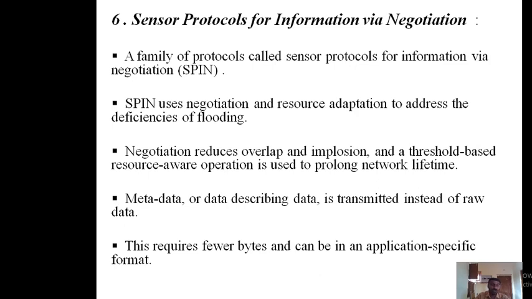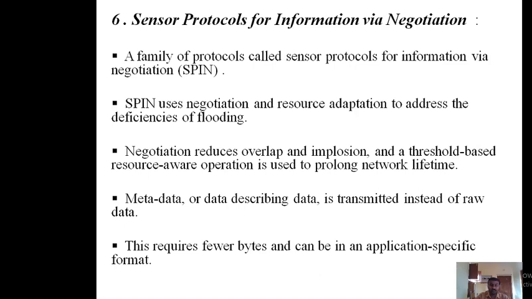Then what is meant by metadata? Metadata is called data about data, or data describing data. So in SPIN, the raw data is not transferred. Instead of raw data, we transfer metadata. Due to this, it requires only a few bytes and can be in an application-specific format only. That's why it requires only a few bytes. So as easily as possible, we can transfer the data from one sensor node to another sensor node by using SPIN.